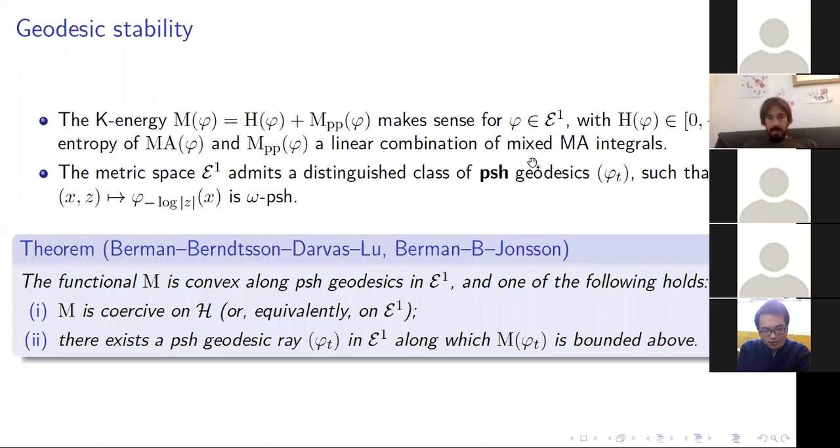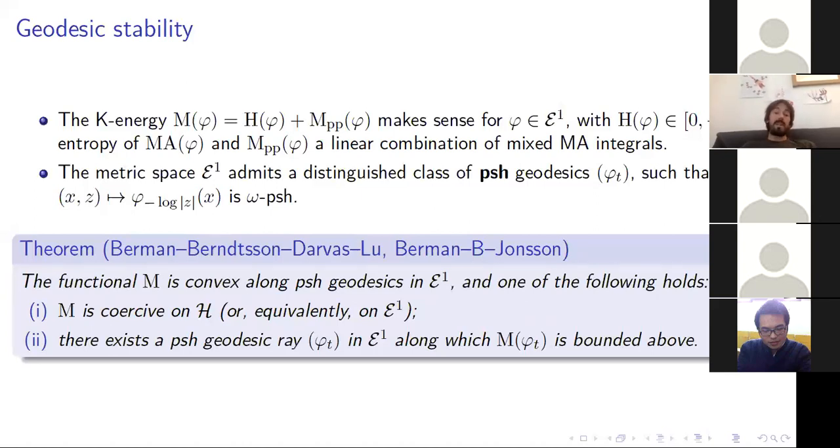Okay, and now we have the next result, which explains how to test coercivity of the functional M on the space script H. First of all, the coercivity of M on the space script H is equivalent to coercivity on the space E1. And then one of the following two cases happens. Either M is indeed coercive on script H, or equivalently on the space E1, or it will fail to grow along one of these special geodesic rays.